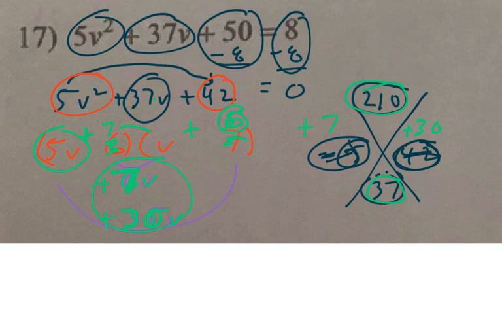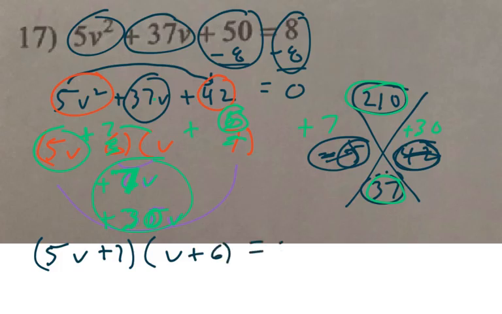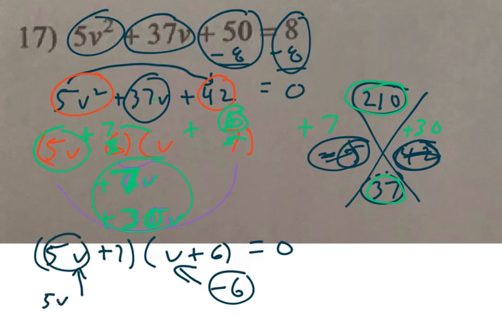Okay, so now that we have that settled, our answer is going to be 5v plus 7 times v plus 6. Since it's equal to 0, guys, notice right here, I know that negative 6 plus 6 is 0. And right here, I know that 5v has to be negative 7. So I'm going to divide by 5 here. And I know it's negative 7/5, which is negative 1.4.